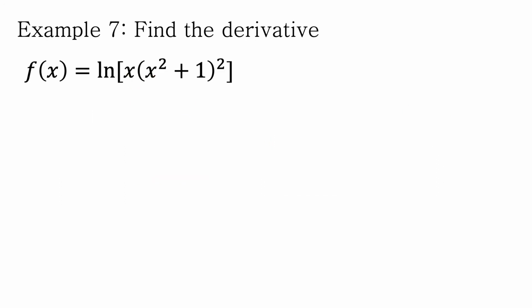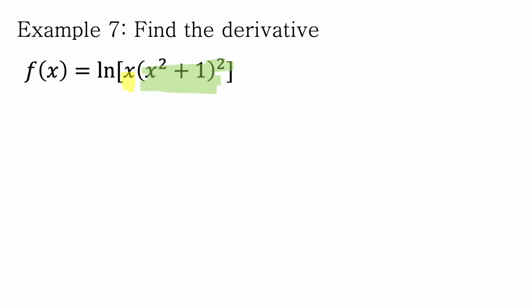Okay, for example 7, we want to find the derivative of our function f of x is the natural log of x times the quantity x squared plus 1 squared. At first glance, very intimidating because there's a lot happening, but if I use the properties from our last class, I can break this down and simplify it until I can take simple derivatives like I did in examples 1 through 5. So the first thing I notice is that inside my natural log, I have the function x being multiplied by a function x squared plus 1 squared.